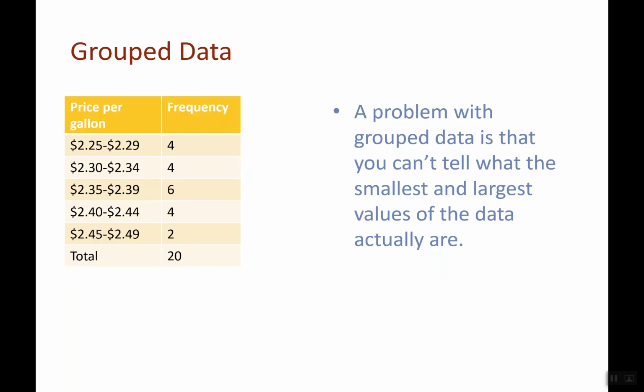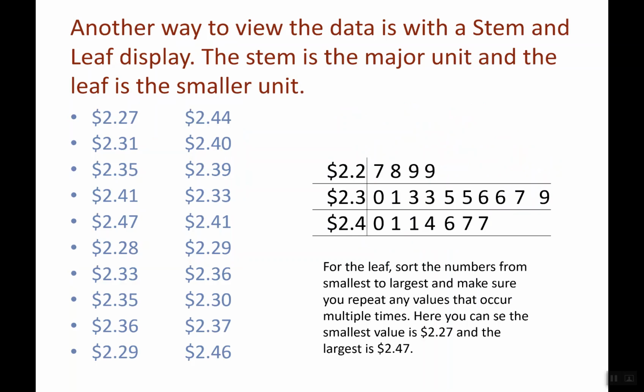Here's a problem that we have when we have group data, if we don't have the original numbers to go with it. I can't tell what the smallest and the largest value of the data actually is. So say I only gave you this frequency distribution, but I never told you the actual data points. I couldn't really tell you what was the smallest price of gas. I could guess that it was 225, but I could be wrong. It could be 226 or 227. It's something in that first data class. And I can't tell you what the largest number is either. So there is that little issue with group data that we lose a little bit of information, and maybe we're fine with that. But it's just something to think about when we're looking at statistics.